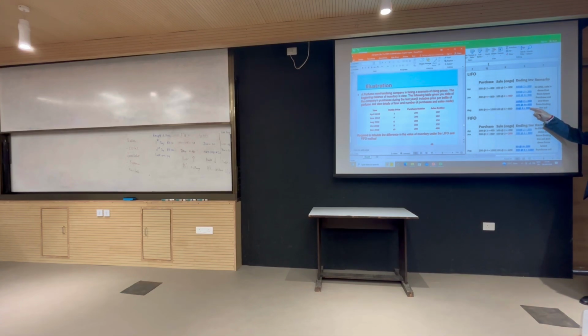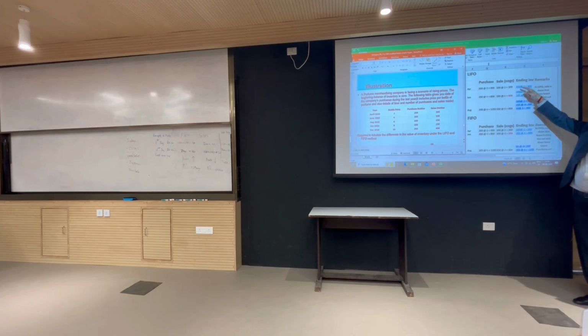Here it's 300, 400, 200, 900. We already have a difference of 500. So if the ending inventory is 500 more, let's look at the cost of goods sold. 600, 200, 200 and the FIFO, 1000. Here the cost of goods sold is 1500, right? 900, 400, 200.